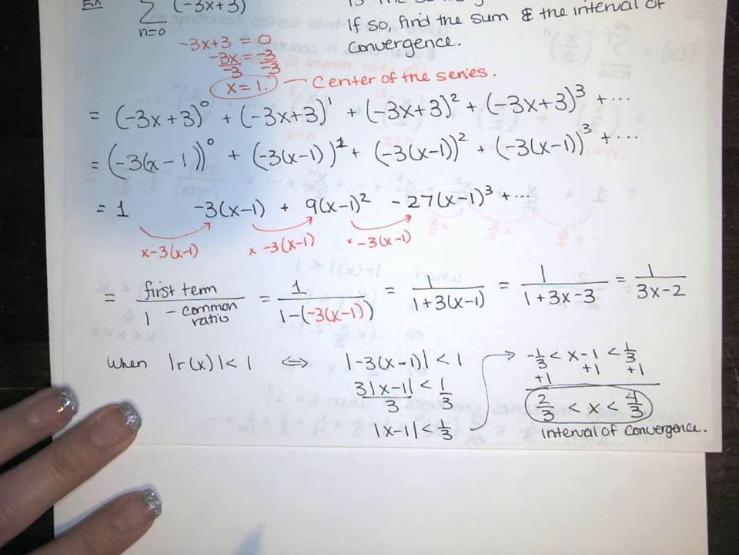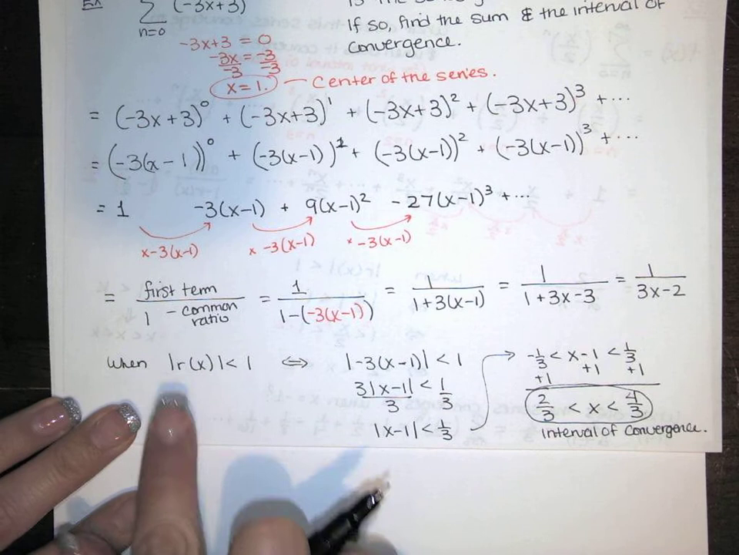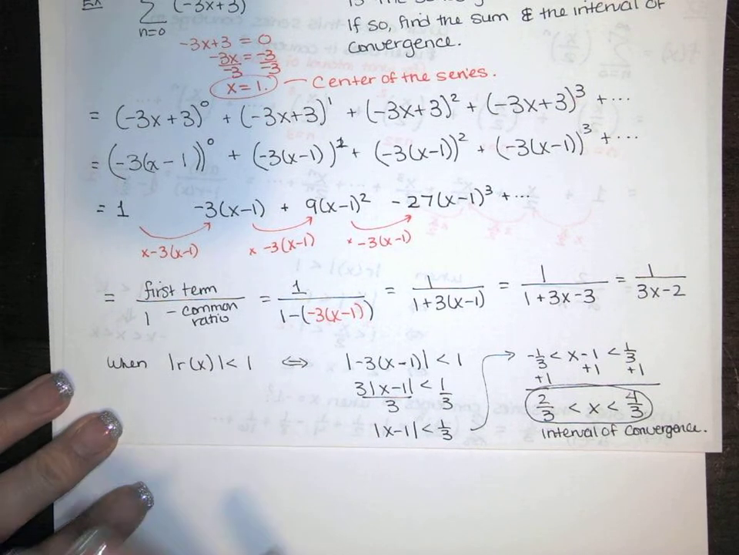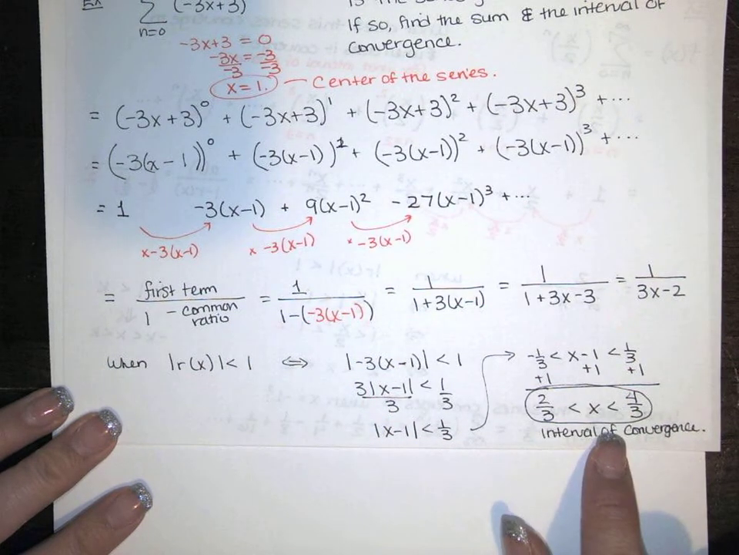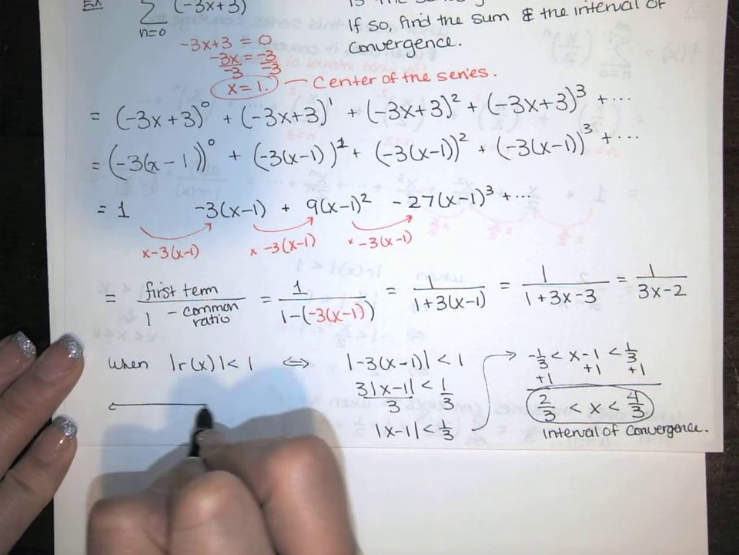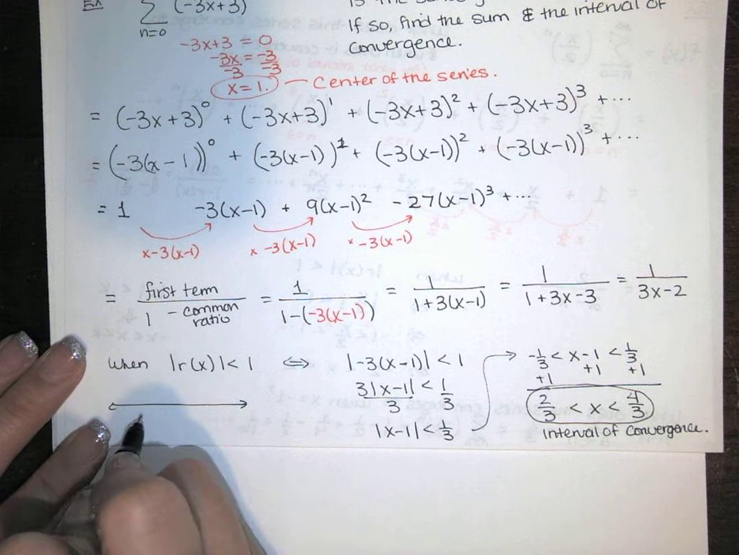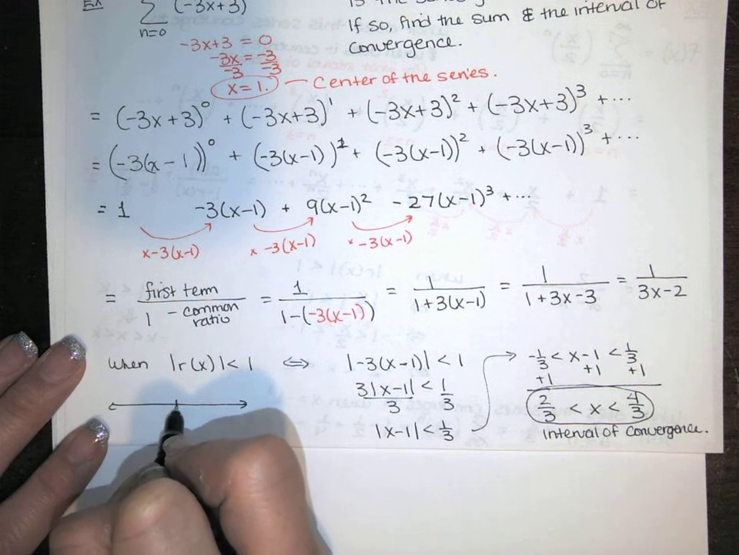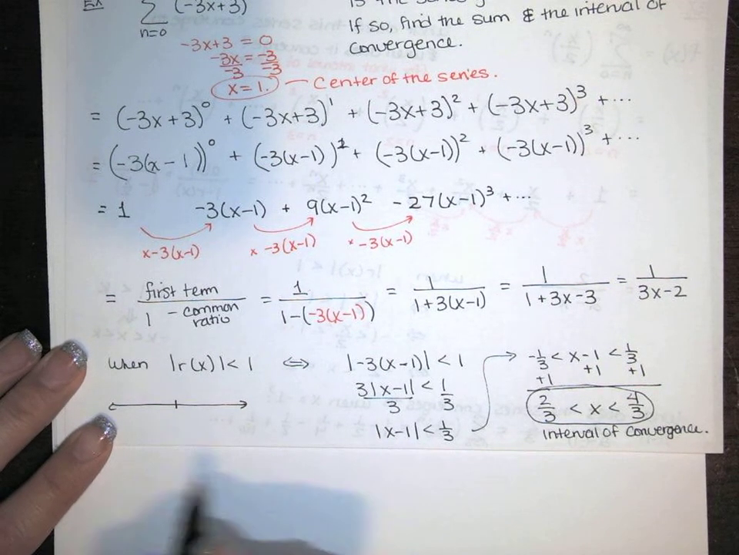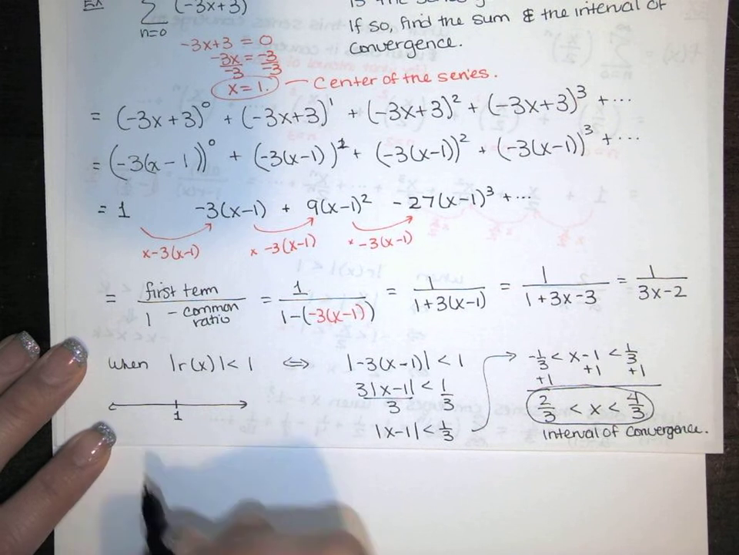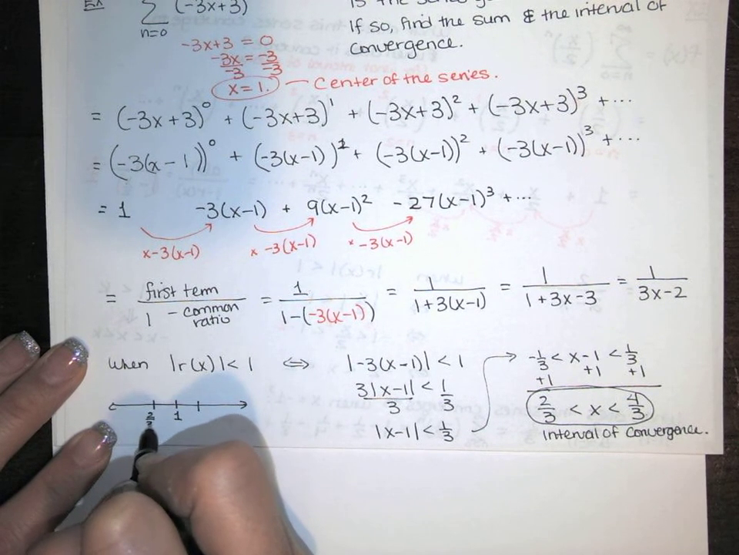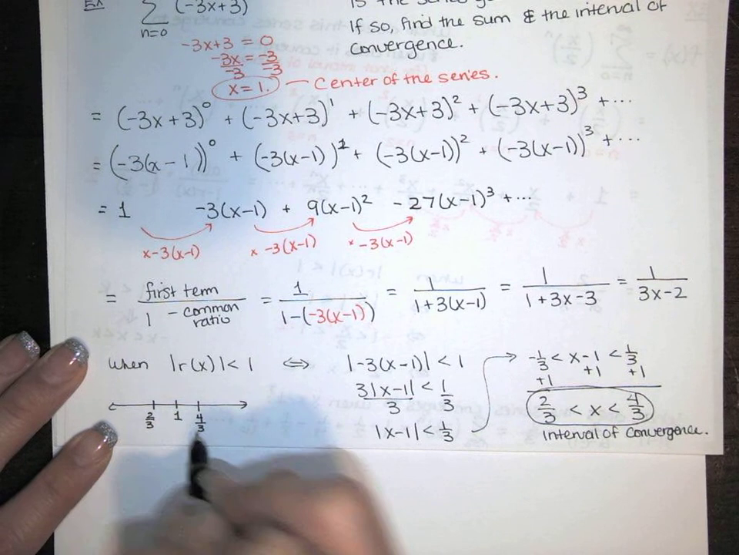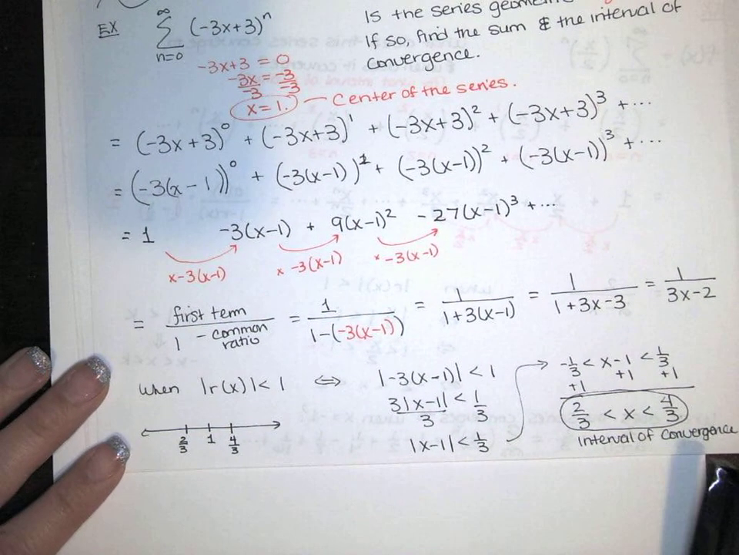And we know that that's the interval of convergence because geometric series converge when the absolute value of r is less than 1 and diverge otherwise. So this is geometric, and it converges under this condition. Now I could draw this on a number line. Notice I've got this inequality. So I'm going from 2/3 to 4/3. That's my interval.